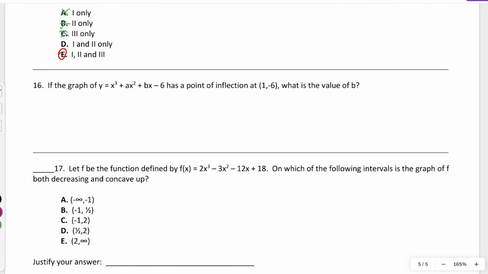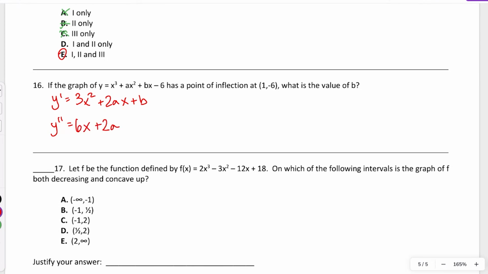So first, let's find the first and second derivatives. The first derivative, y prime, will be 3x squared plus 2ax plus b. And y double prime is going to be 6x plus 2a.